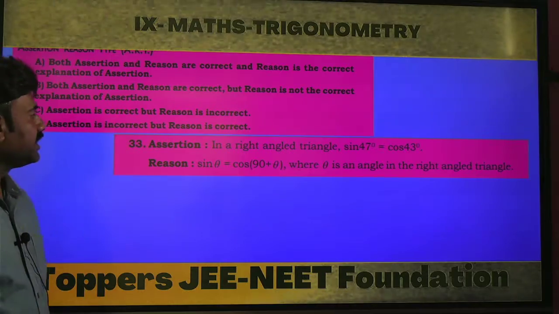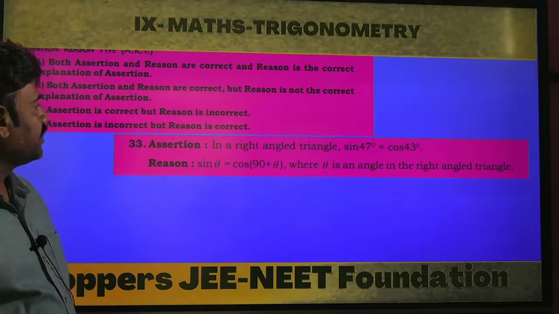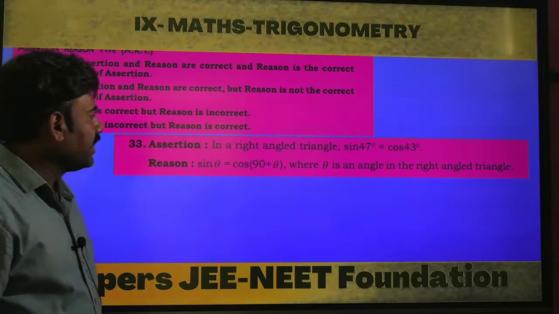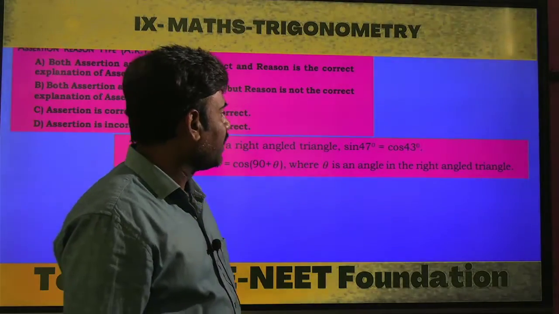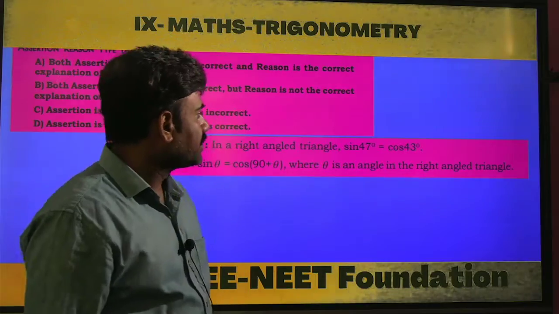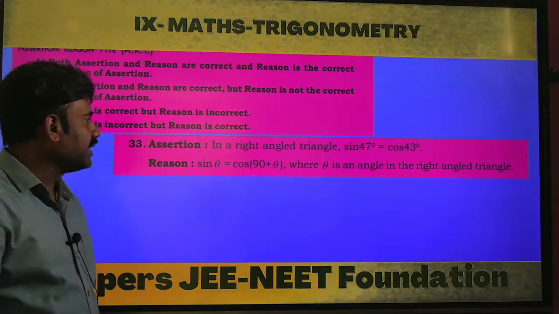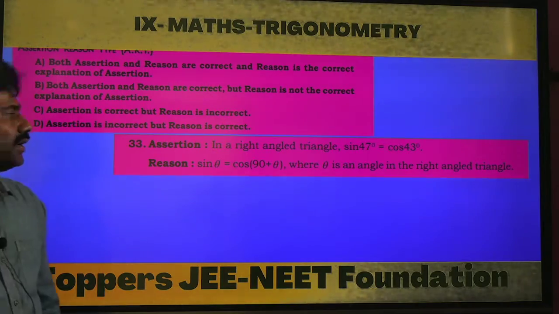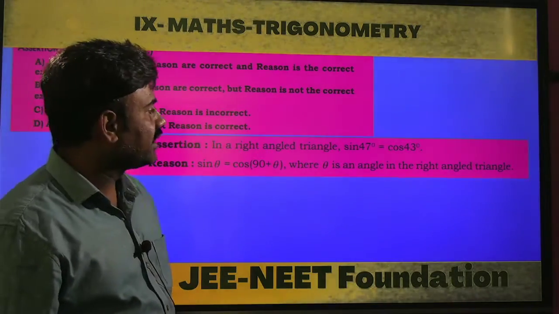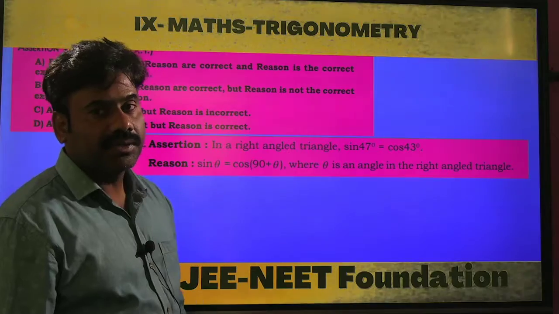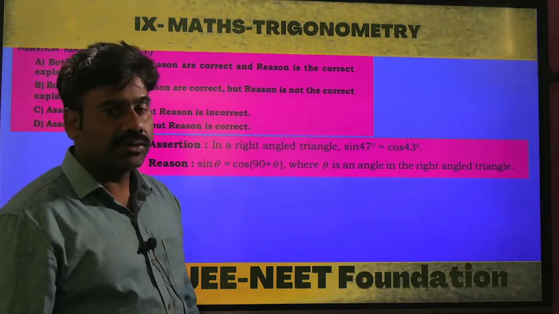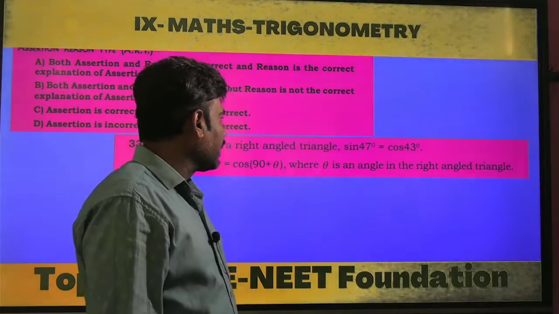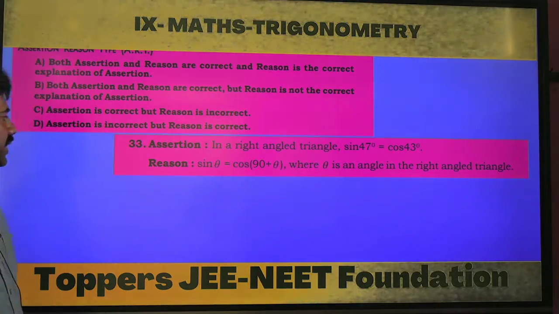Okay, assertion and reasoning answer type questions. First, that 33. In a right angle triangle, sin 47 degrees is equal to cos 43 degrees. Sin 47 degrees can be written as sin of 90 degrees minus 43. But sin of 90 degrees minus theta is nothing but cos theta. So, according to that, sin 47 degrees is equal to cos 43 is the correct one. Means assertion is the correct one.